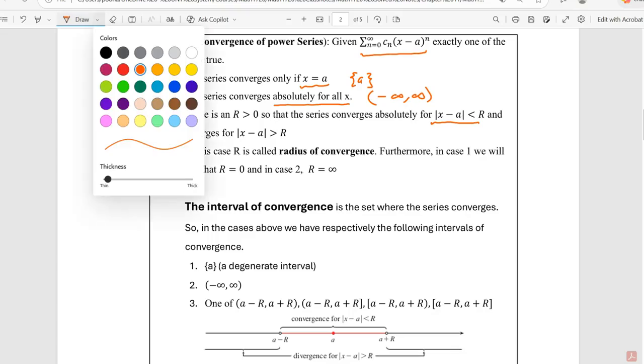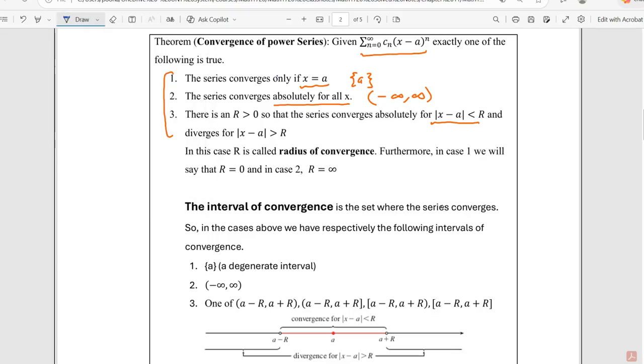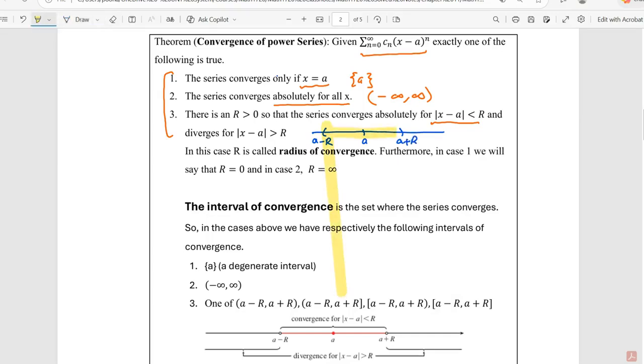Now, I want to define what these values are. When I'm saying the absolute value of x minus a is less than R, that means somewhere there is a, and I subtract R from it and I add R to it. If you take any values in this interval, so this is the whole interval here, then the series is convergent. That is what this is saying. The series converges absolutely for these values.